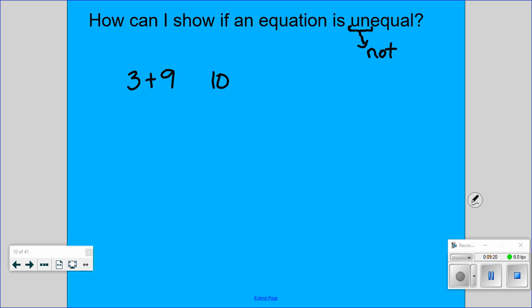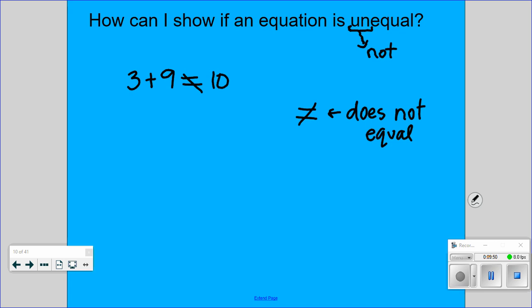So this symbol right here, it is an equal sign with a slash through it. That will work. That is the does not equal symbol. That symbol right there means does not equal. Pretty simple. That will totally work.